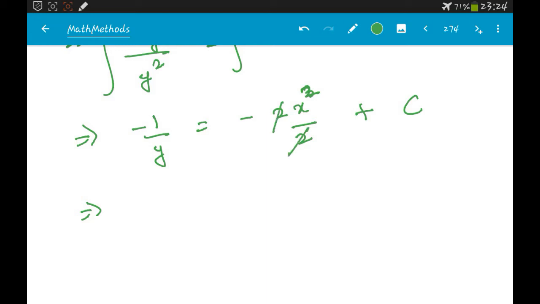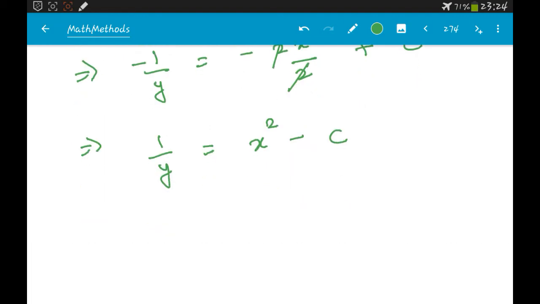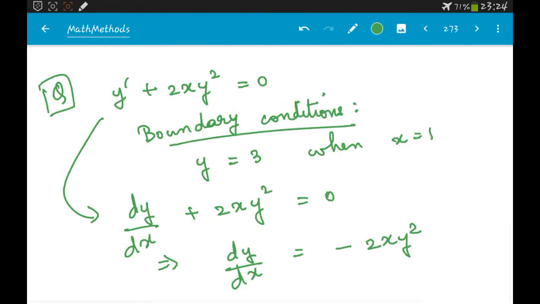So this 2 gets cancelled and we have 1 by y is equal to x square minus c. Right? So this is our equation. Then what was the condition? The condition was y is equal to 3 when x is equal to 1.